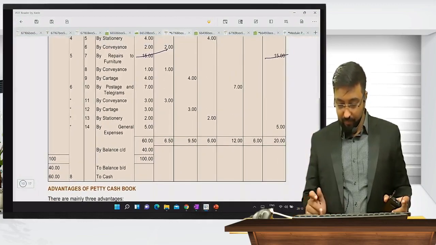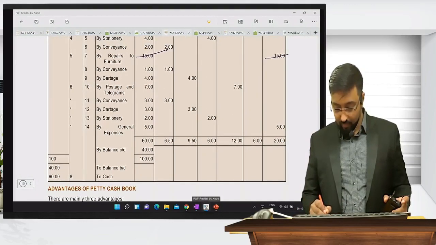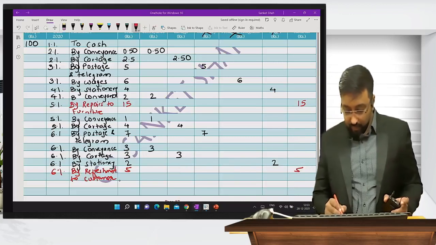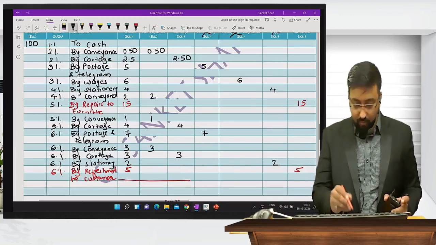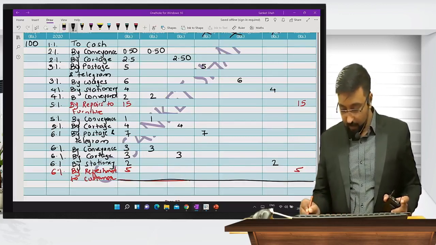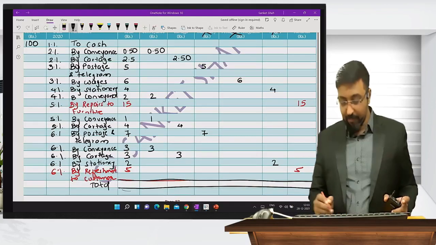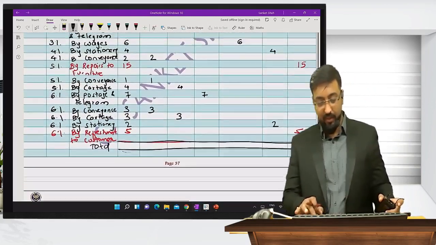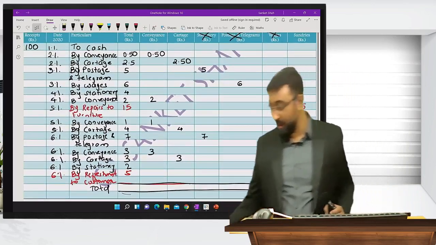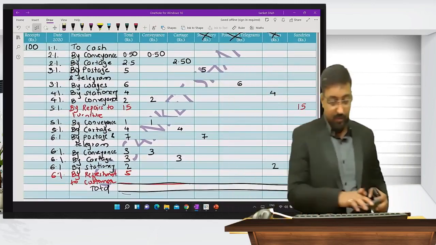Now see, beta. We'll take a total of, black pen. Total. After one line, na beta, please take it after one line. Thoda achha dikhega. Take a total of separate head.